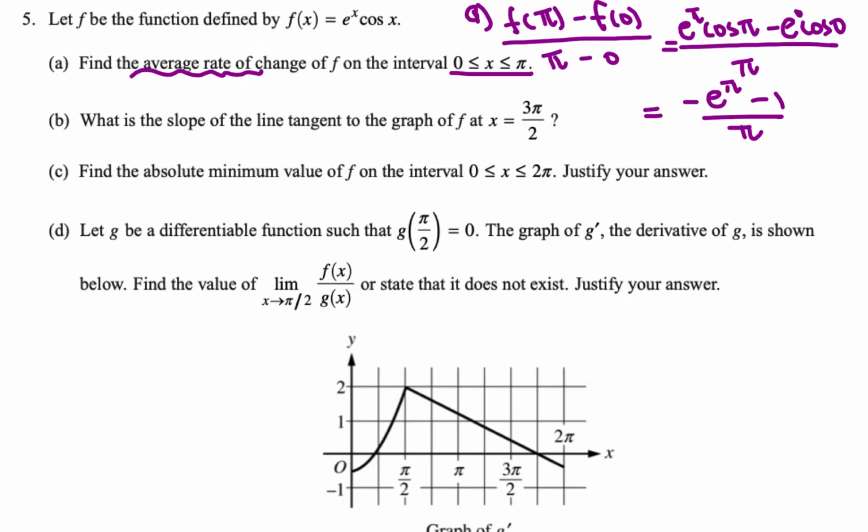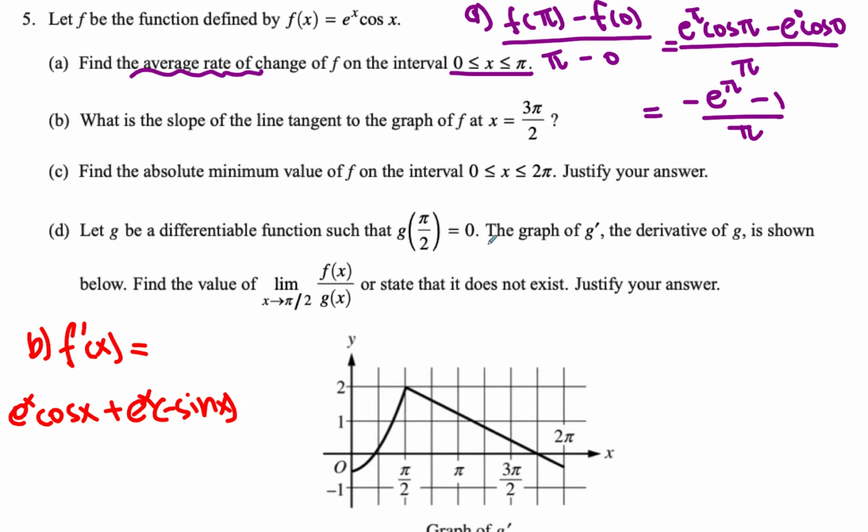I'm going to write down part B on the bottom here. What is the slope of the line tangent? That means we need to figure out the derivative. Since we see two expressions multiplying each other, we're going to use the product rule. So we're going to get f prime of x is equal to e to the x times cosine of x. I just took the derivative of e to the x, which was e to the x, plus e to the x, and taking the derivative of cosine, we get negative sine x.